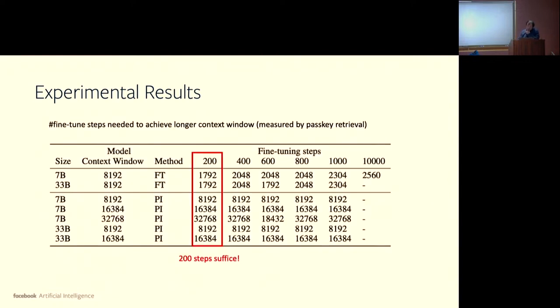This is much more efficient than just doing hard fine-tuning without changing anything in the models. For example, in this case, 200 steps suffice to extend the window from 2K to 8K, 16K, or 32K. But if you just do fine-tuning, you really need more than that, maybe 1,000 steps, and still you don't extend it to 8K. You only extend to 2K, 2.5K. So it's much more efficient if you do interpolation in the positional encoding.